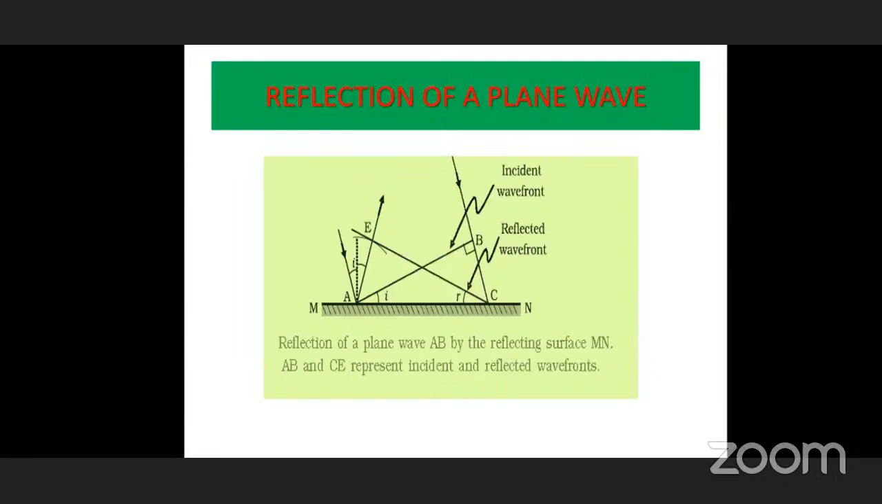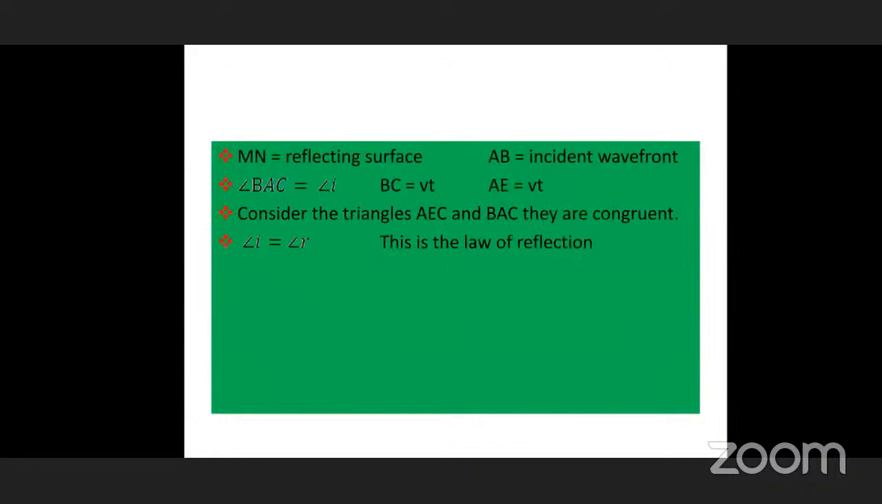You can easily understand this, as this is in two triangles. Here clearly we are showing that MN is the reflecting surface, AB is the incident surface, angle BAC is I, BC is VT, AE is also VT, and one angle is 90 degrees. Considering these two triangles, that is AEC and BAC, are placed on the same base.